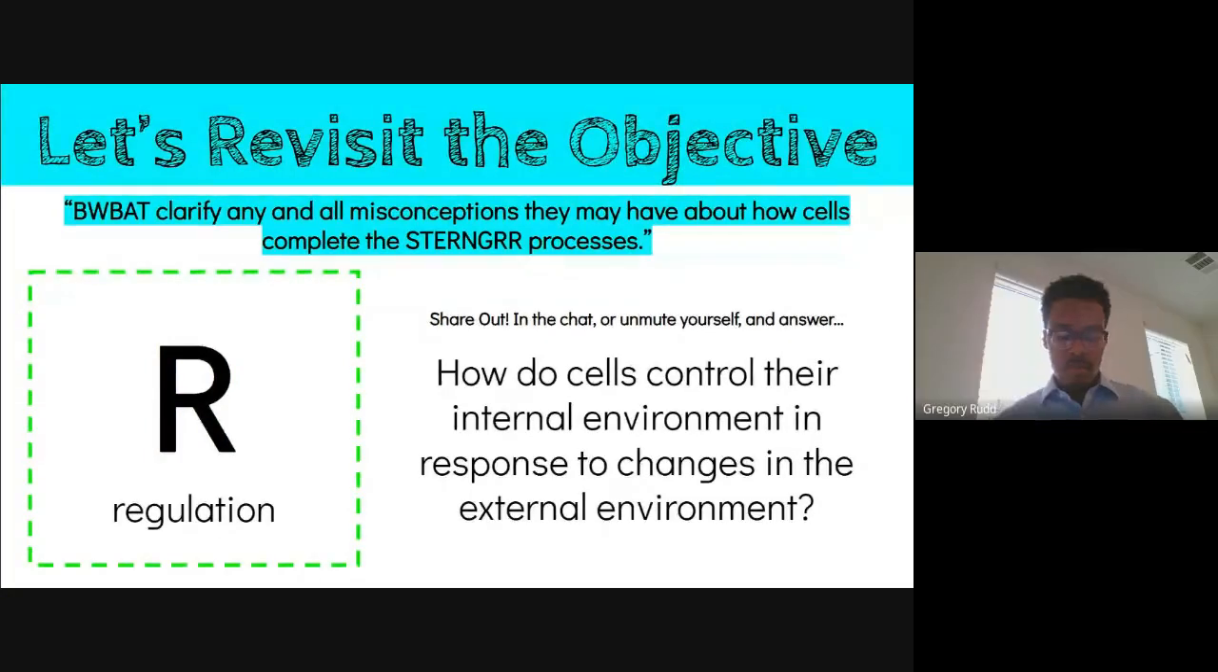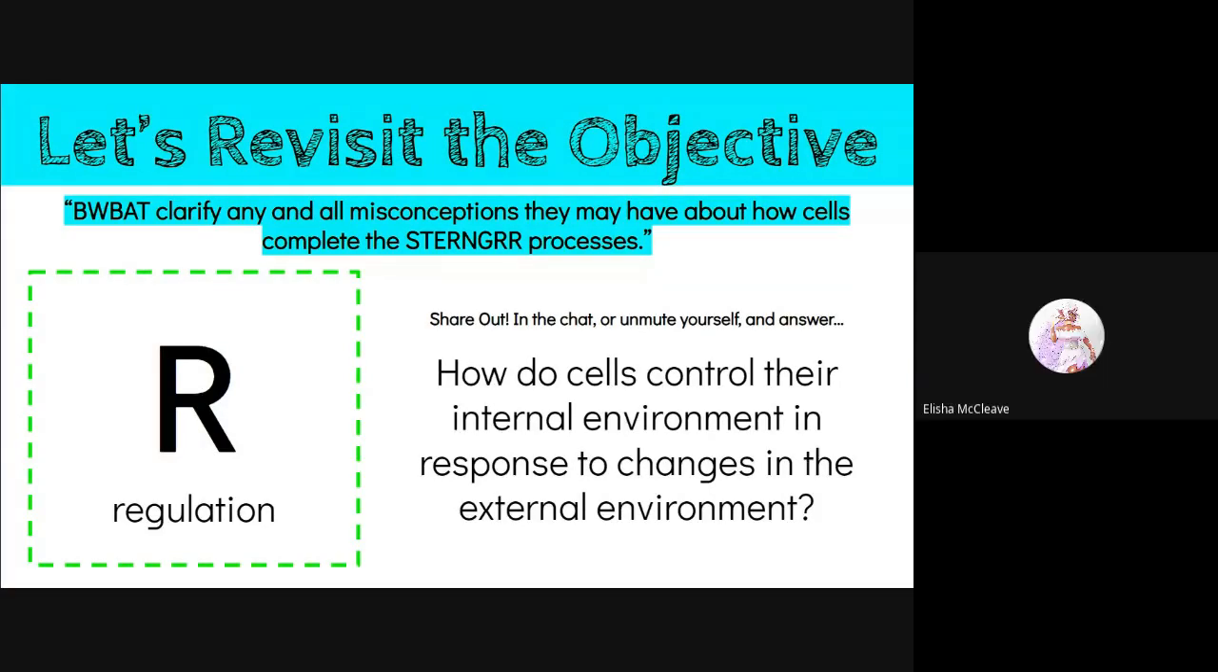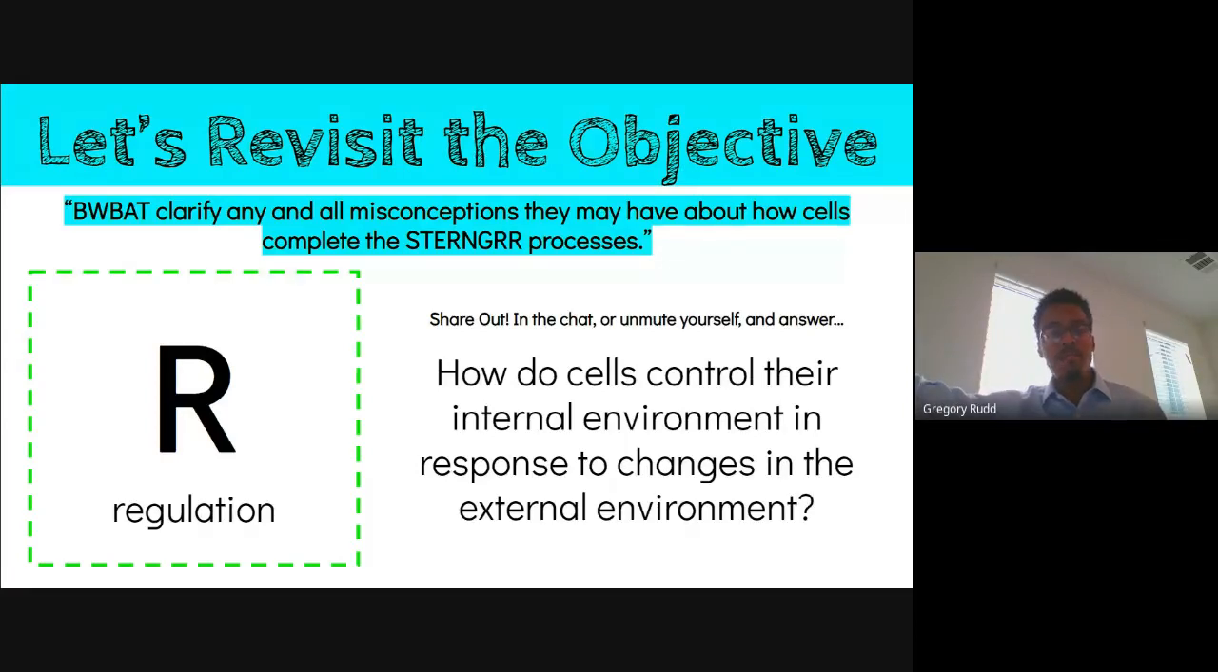Do they communicate with other cells? Okay, they can communicate with other cells. So they can sometimes get warnings about changes in the environment.